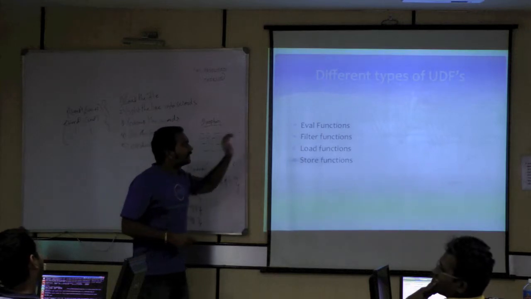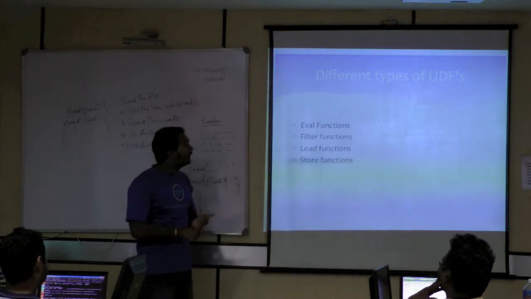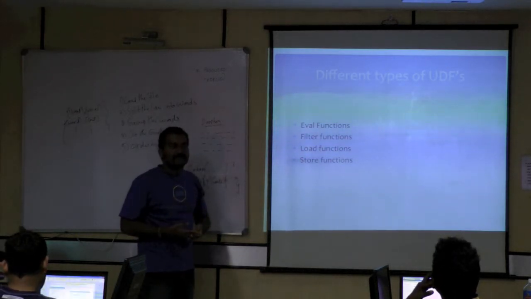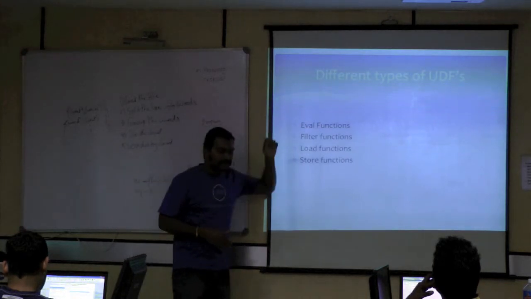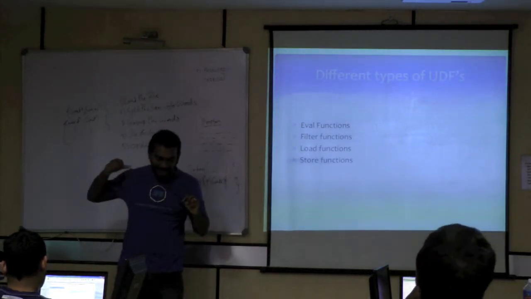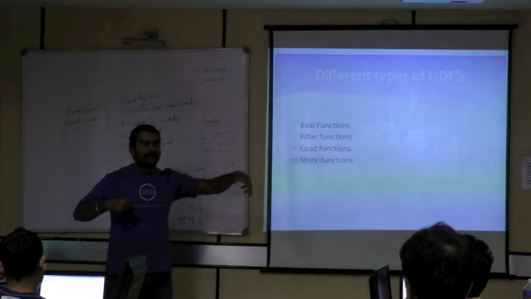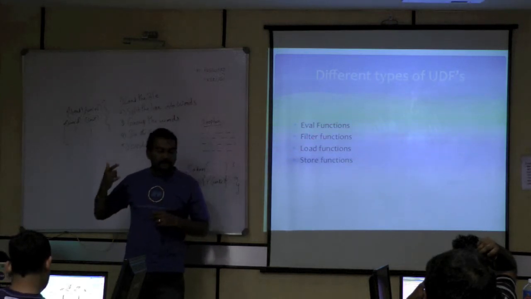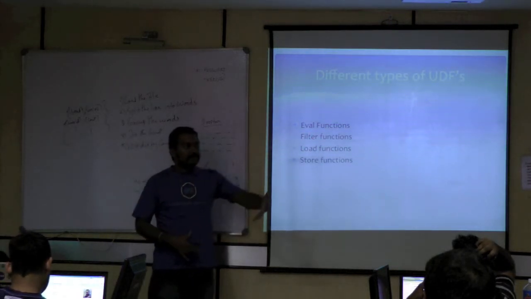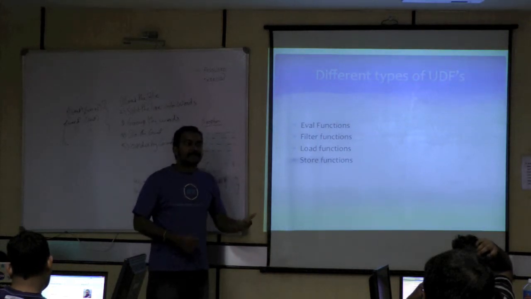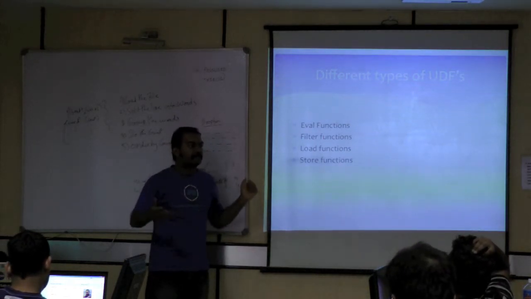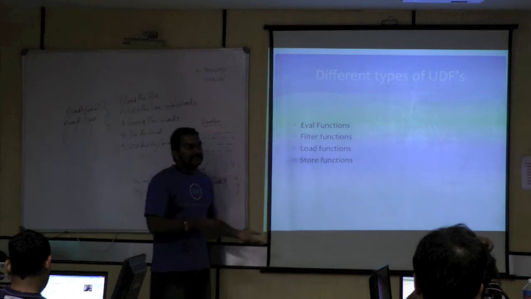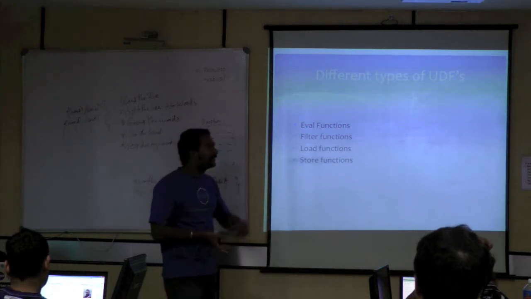There are multiple types of UDF which you can write. One is an eval function, I'll tell you what an eval function is. Then you have filter functions, then you have load functions and store functions. So what is an eval function? An eval function is something where you want to take some input and give an output from it. The input could be anything: a tuple, a single field, an integer, any data type. And the output could also be the same. It could be a scalar type like a string or integer, or it could be a tuple, or it could be a bag. You take something and basically return something. That is eval.